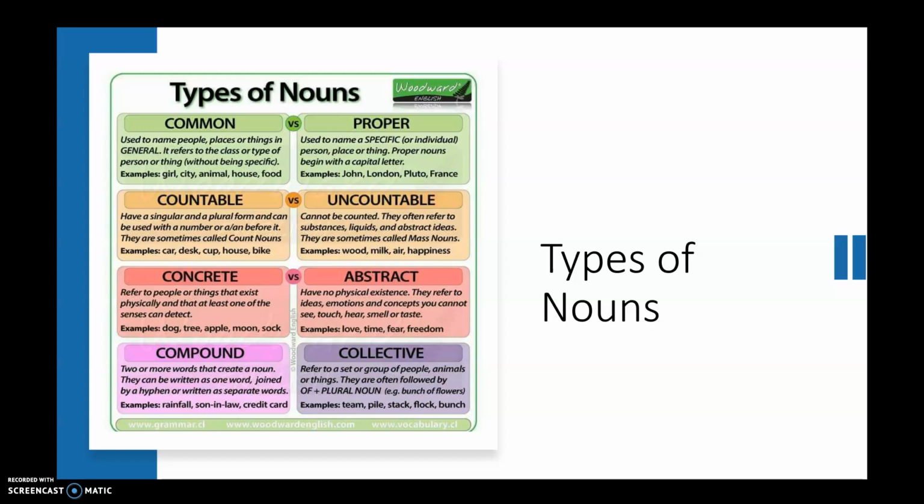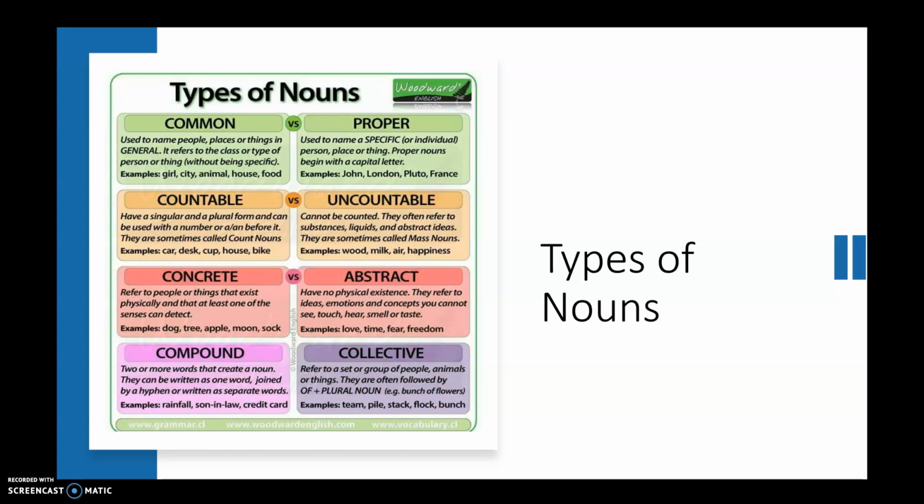So concrete are things that you can sense. They're things that you can smell, taste, touch, anything like that, see. Abstract are nouns that you cannot physically sense. They're things like emotions and ideas. So love, time, fear, freedom, those would all be abstract. Abstract nouns are not capitalized. That's a common mistake.